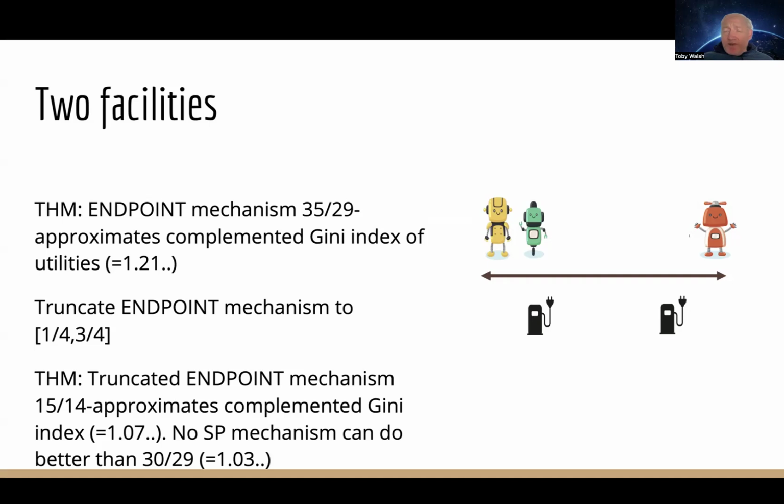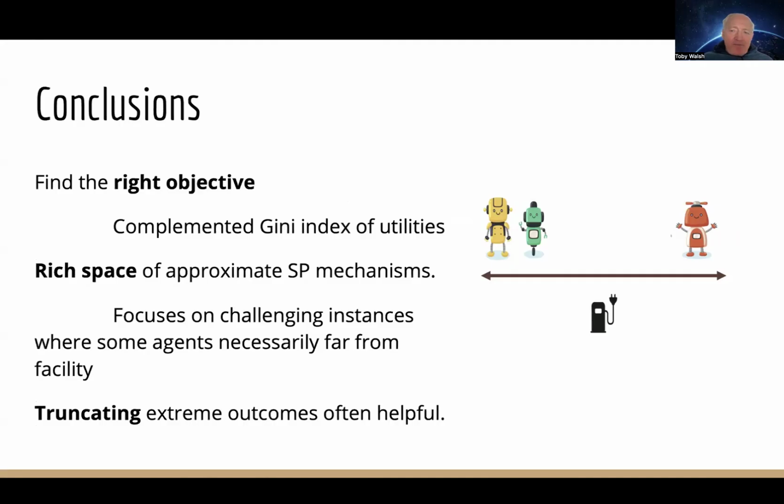I don't have time to go into many more of the other results in the paper. I encourage you to come to the presentation at IJCAI or read the paper itself. But just to end with some conclusions, it was really important to find the right objective. Here, it wasn't the Gini index of utilities, it was the complemented Gini index of utilities, and it wasn't the Gini index of distances either. In the paper we go into why the Gini index of distances, or even the complemented Gini index of distances, wouldn't be the right thing to be looking at approximating. And when we get that appropriate objective, it turns out there's actually quite a rich space of approximate strategy-proof mechanisms. We saw the mid or nearest, we saw the truncated endpoint, and there are some others in the paper.